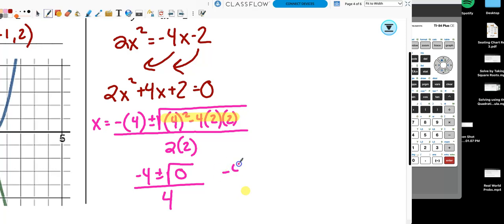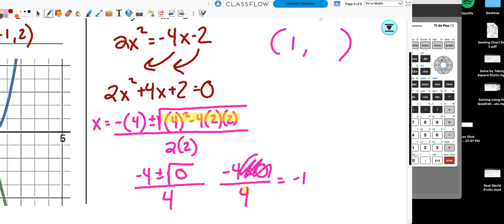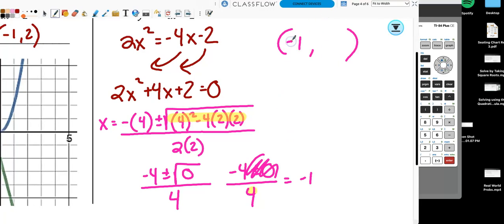So this is negative 4 plus or minus nothing over 4. I don't really need the nothing, so negative 4 divided by 4 is negative 1. So that is why I only have one answer to this problem. So I know negative 1 is your answer.